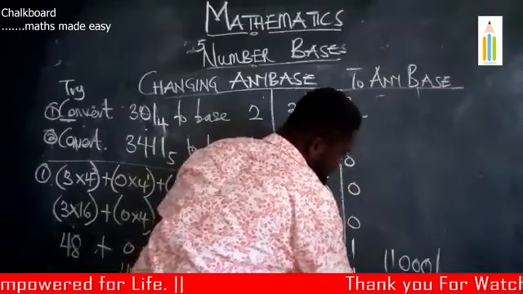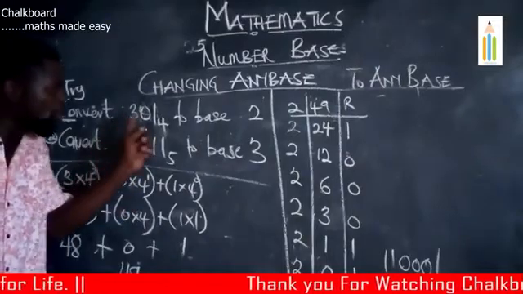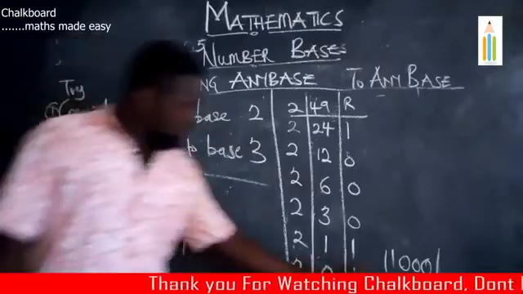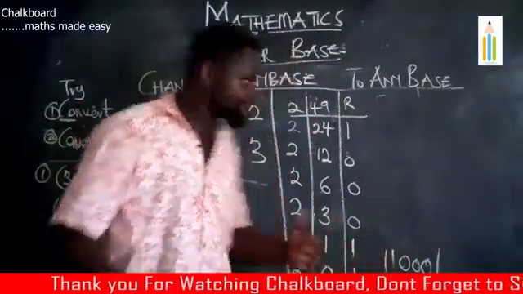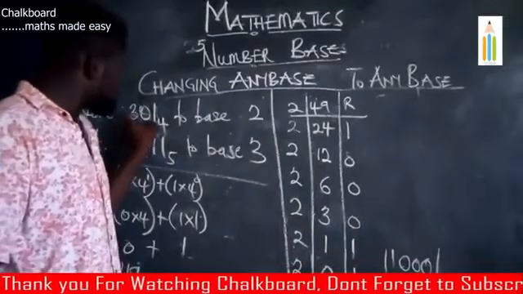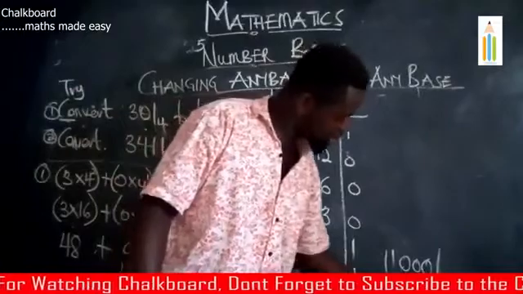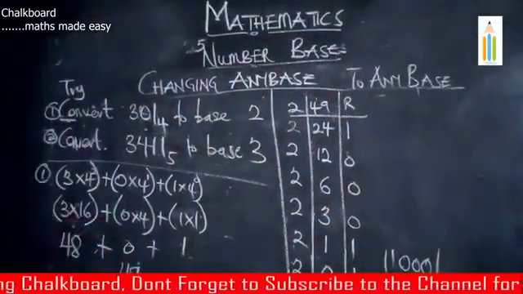0 1 base 2. So now our final answer for 301 base 4 to base 2 is 1 1 0 0 0 1 base 2. So we write our answer as 301 base 4 converts to 1 1 0 0 0 1 base 2. So that's our final answer for the conversion.